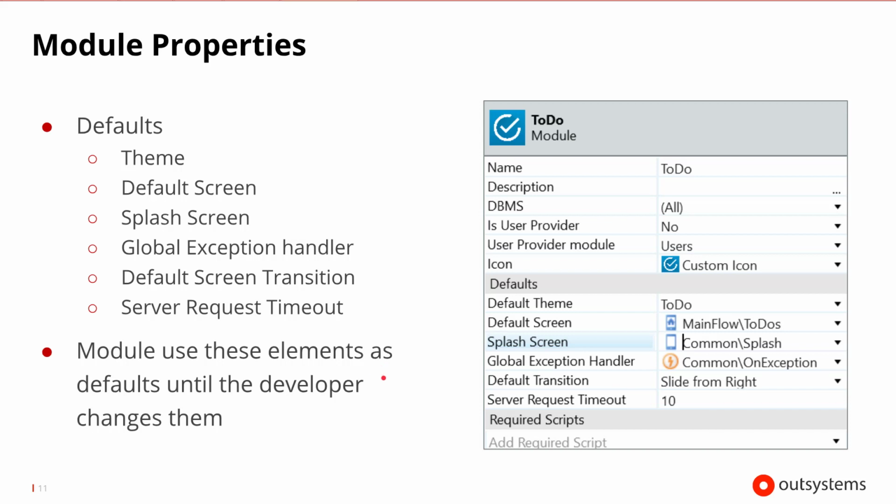So the module will use these defaults until the developer changes them. So we can change the default screen whenever we want to. We mentioned that we could modify the splash screen. We could go up and change the way the exceptions are handled in onException. Here's a default transition. When screens are transitioning, they slide in from the right, and we'll get communication exceptions if we don't get a server request response within 10 seconds. We'll say it has timed out and we're not going to wait any longer. So these are some of the key things that we can define on the module that will help describe and define exactly how our application is going to work.